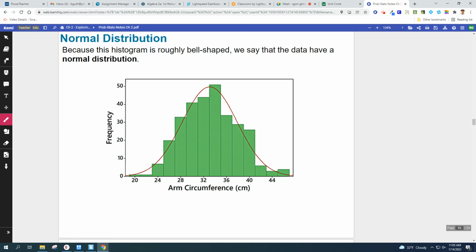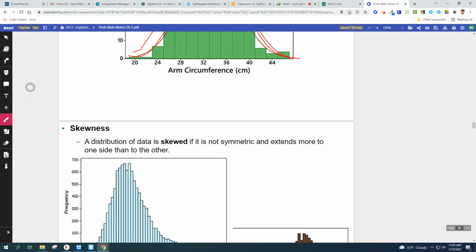Okay, sorry. Normal distribution. Because this histogram is roughly bell-shaped, we say this has a normal distribution. All right, so we've seen this one. We've seen this one kind of a lot. That's the distribution or the shape. And it comes up kind of a lot.